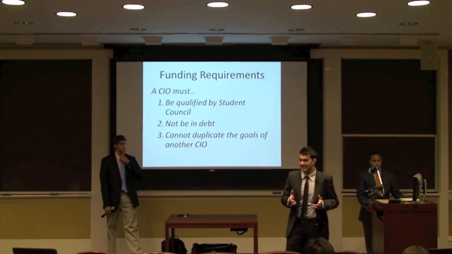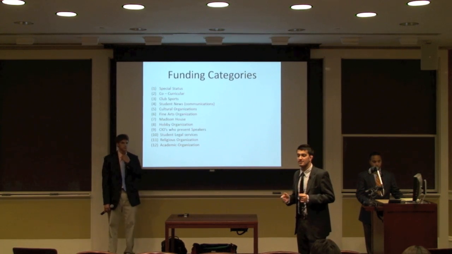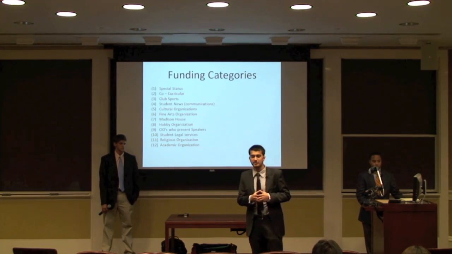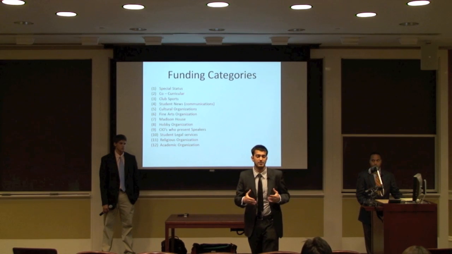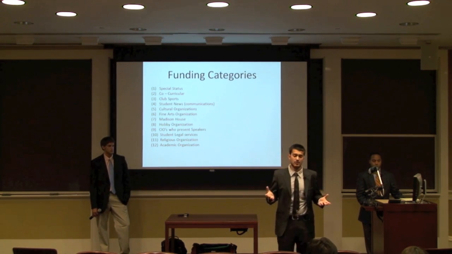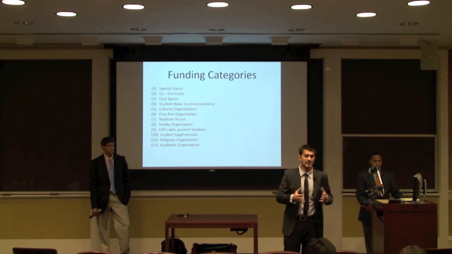So that being said, you come to the funding categories. We have a list of 12 or so categories which you can identify yourself as, and that's something you should look into before going through the appropriations process. So here's a list, and you have academic organizations, which you guys are today.